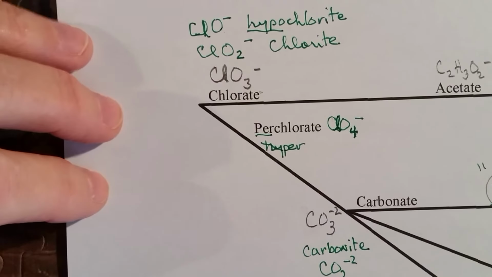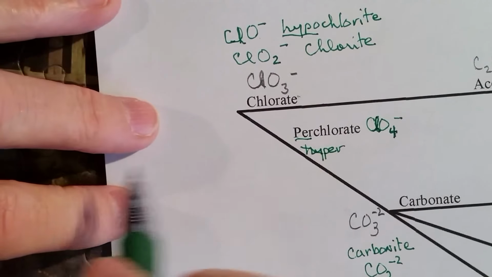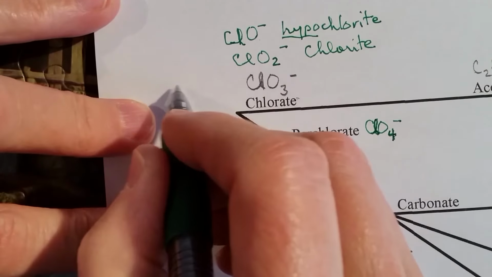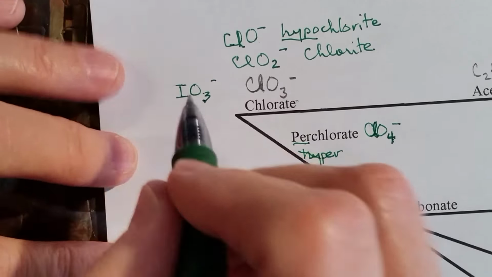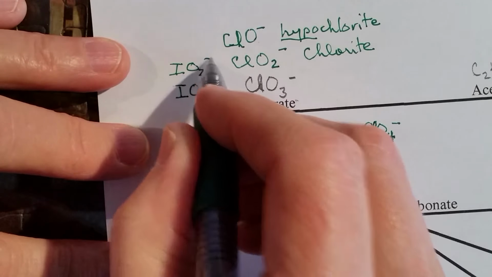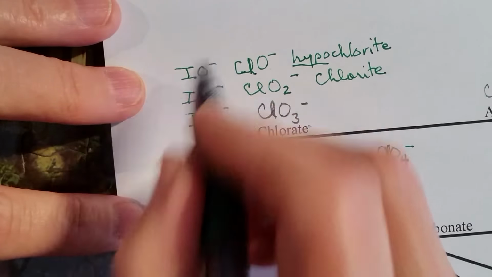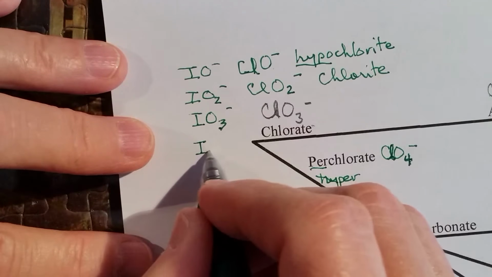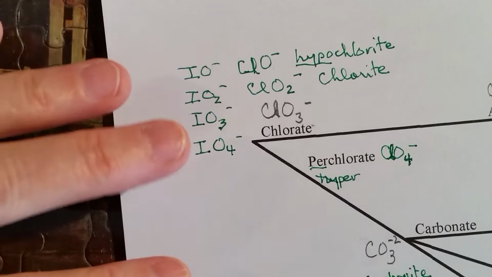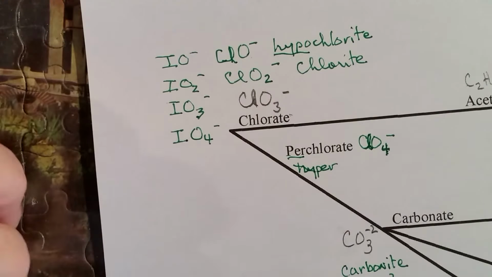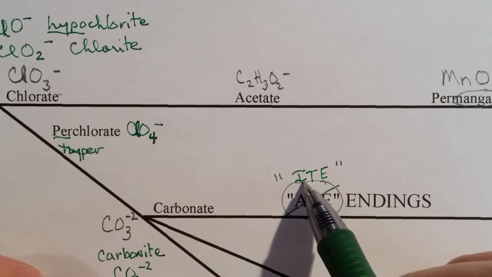Now another thing you can do is you can substitute any halogen in for chlorine. You could have an iodate, you could have an iodite, you can have a hypoiodite, or you could have a periodate. Any halogen can fit into this naming system that you have for the chlorines. All right, so once again, if you know your -ates, then you know your -ites.